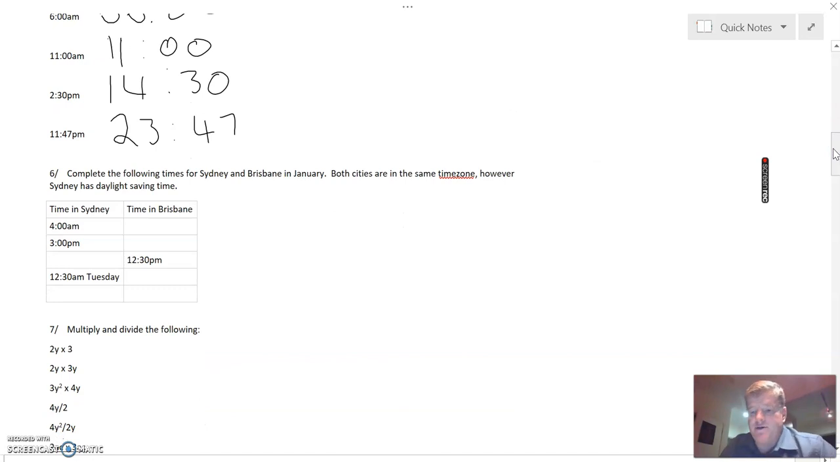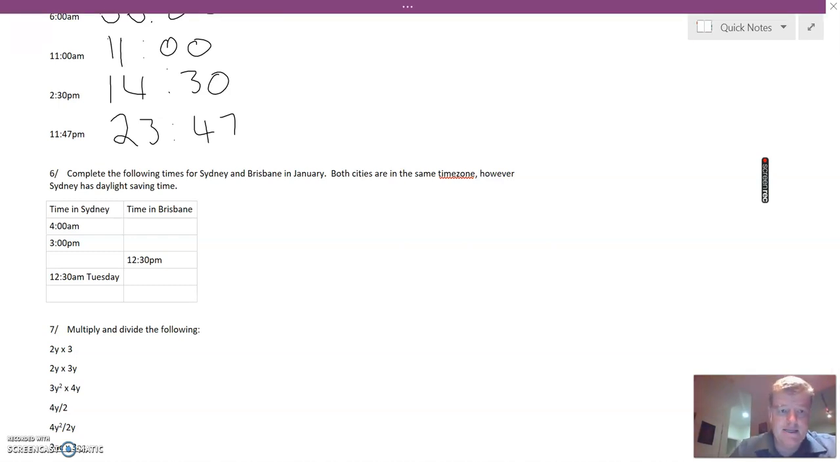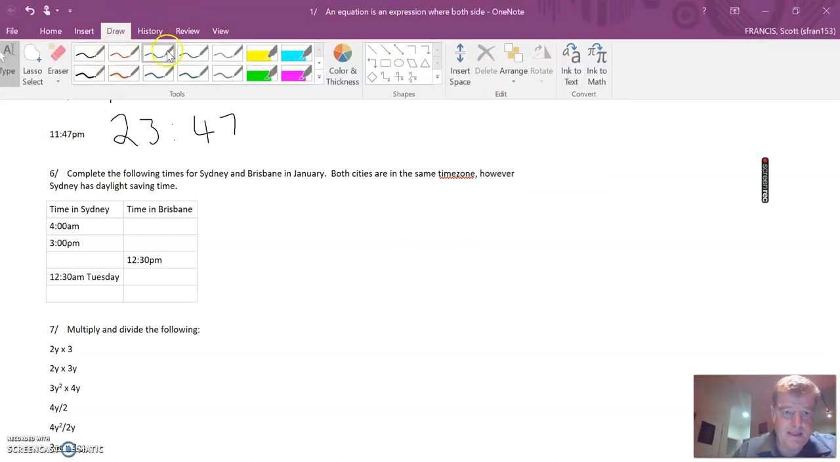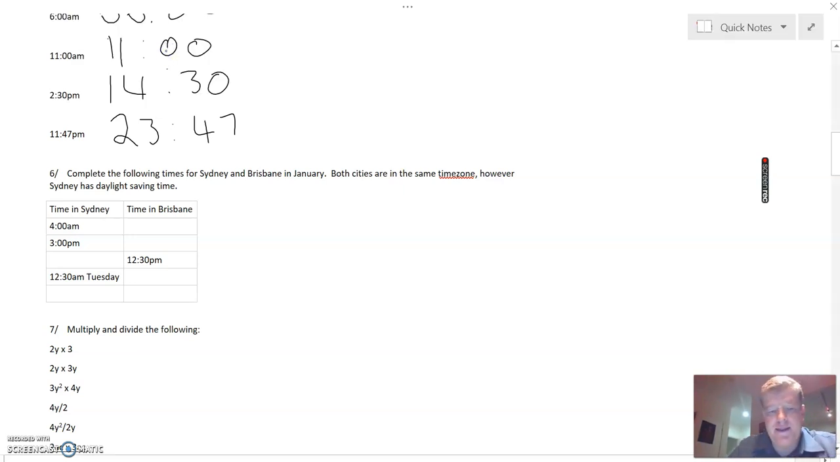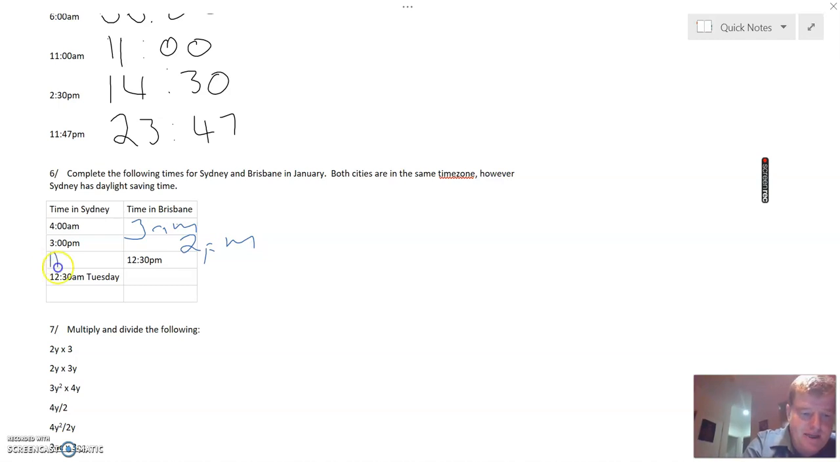Daylight saving time. Daylight saving time means that times in somewhere like Sydney or Melbourne compared to Brisbane during summer are 1 hour ahead. So they're an hour further through the day to give themselves a little bit more sunlight. So let's have a look at this first one. If the time is 4 a.m. in Sydney, they're going to be 1 hour ahead, so it's only going to be 3 a.m. in Brisbane. 3 p.m. in Sydney is only going to be 2 p.m. in Brisbane time, because they're going to be an hour ahead. 12:30 is just in the afternoon, so in Brisbane, it's going to be 11:30 a.m.